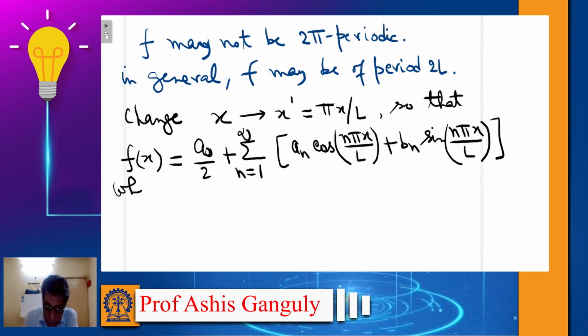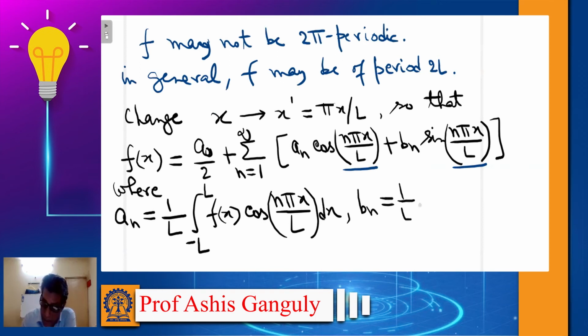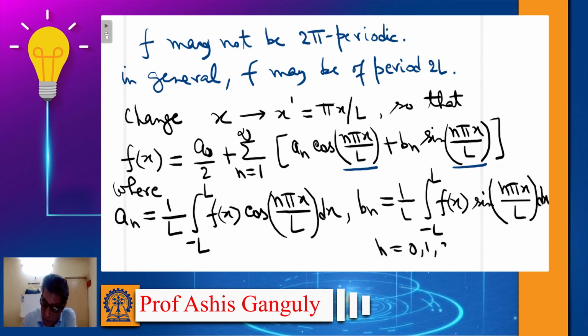Okay, where you see, watch, the argument is changed now, n pi x by L. Okay, so where an equal to 1 by L integral minus L to L f(x) cos n pi x by L dx and bn equal to 1 by L integral minus L to L f(x) sin n pi x by L dx, where n equal to 0, 1, 2, and so on.